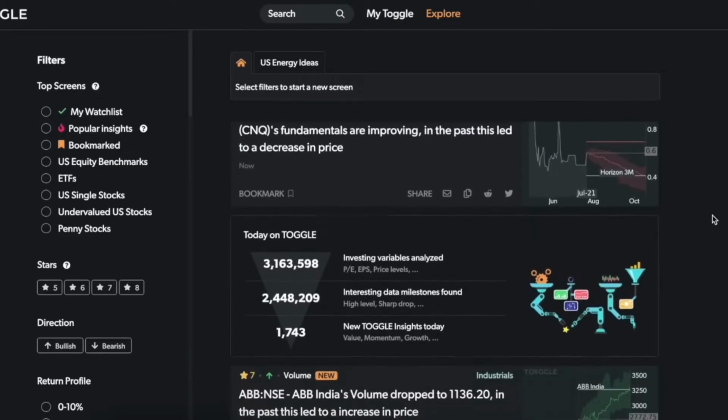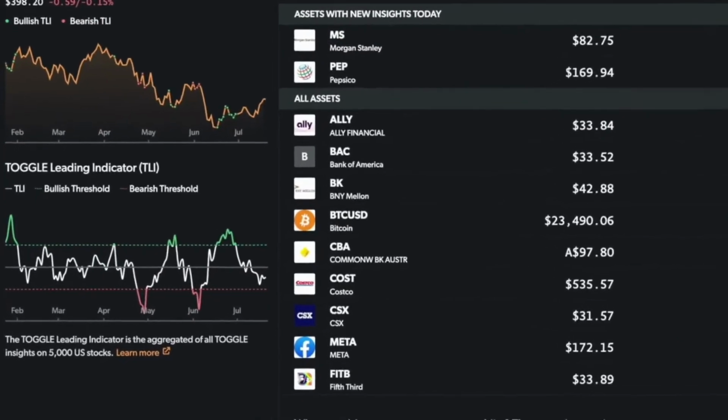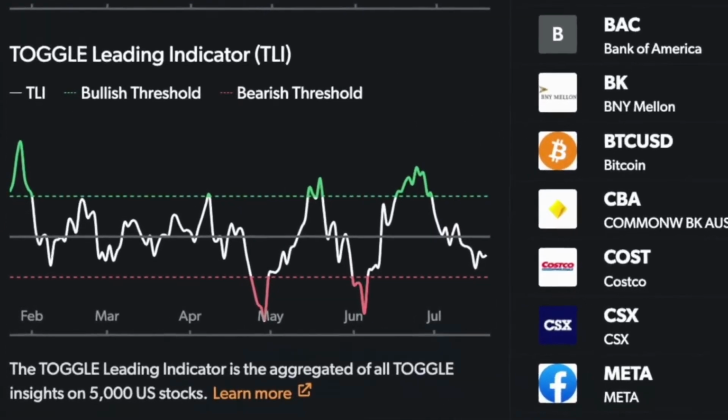As the Toggle engine generated thousands of insights daily, the Toggle team came up with the idea of aggregating the insights to create the TLI. An aggregate measure of insights across the US market with a very strong track record of gauging market direction with a 12-day forecast.